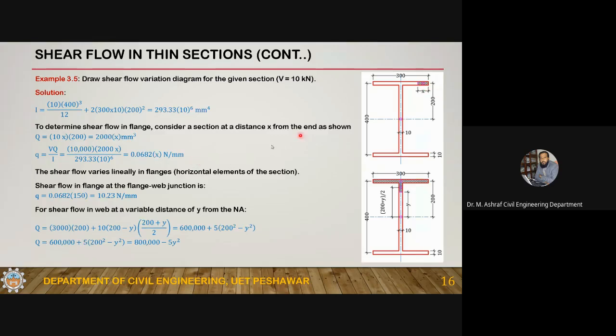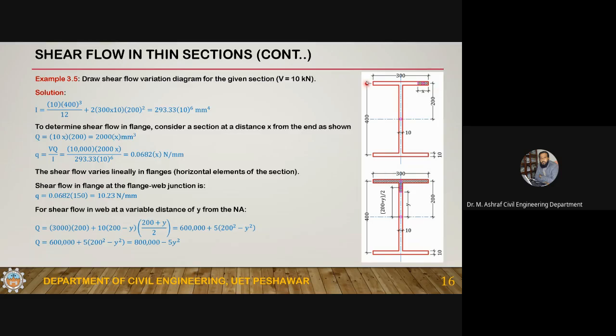Now if you want to calculate the shear flow at this section, you will have to plug in x equal to 150. So if you plug in x equal to 150 in this expression, the shear flow at this location will be 10.23 in the flange. Similarly, if you calculate shear flow from this plane, it will also be 10.23, and here it will also be 10.23.